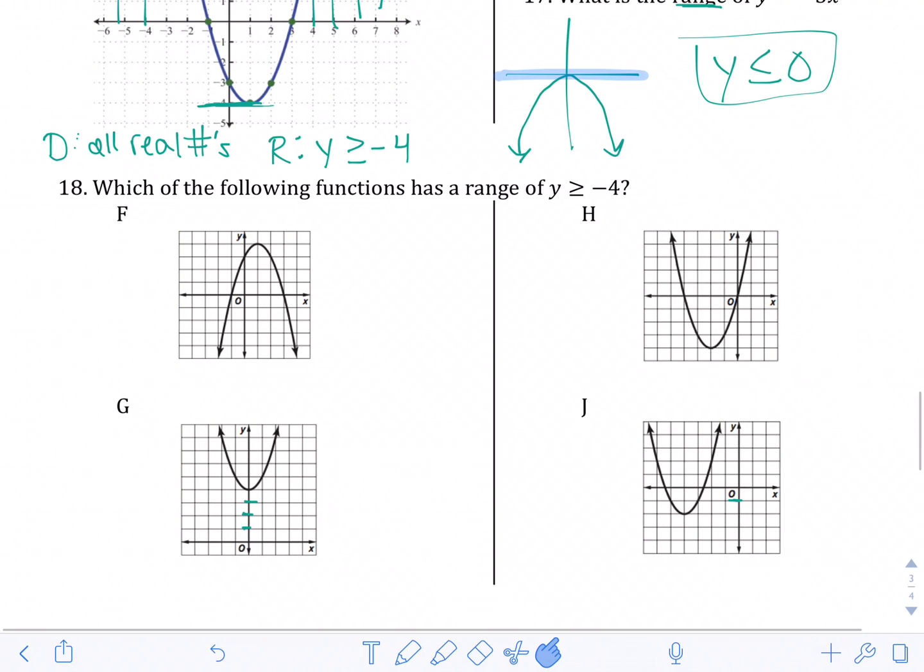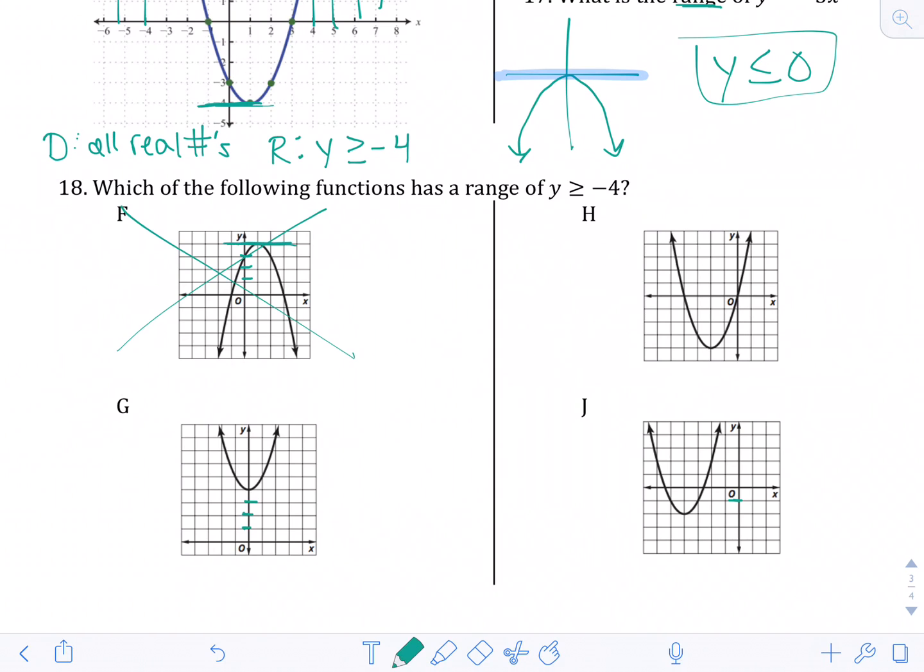Okay, and last one, which of the following functions has a range of y is greater than or equal to negative 4? So here, let's see where I'm starting. I have 1, 2, 3. I'm at positive 4. I don't need to be at positive 4. I need to be at negative. Here, 1, 2, 3. Again, that's positive 4. Here I'm at 1, 2, 3. Here's negative 4. Y is greater than, and that's true.